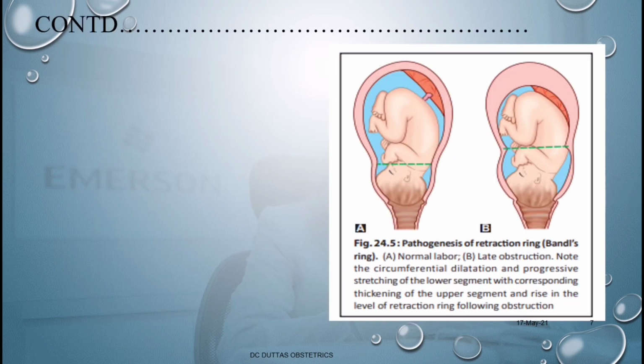So what are we talking about here? This is what we meant. This is the normal pathogenesis of the retraction ring or Bandl's ring. This is normal labor, that's how it is. But in part B, there is a late obstruction. You have to note the circumferential dilating and progressive stretching of the lower segment, which corresponds to the upper segment, which will lead to a rise in the level of retraction following obstruction. So the baby will be pushed, and this ring will be formed. That's what it means.